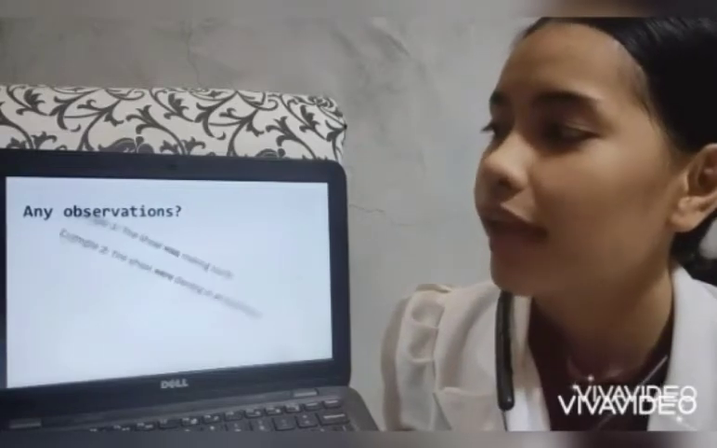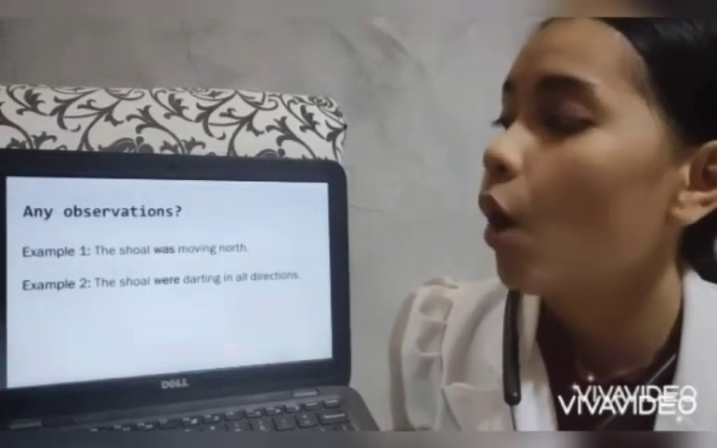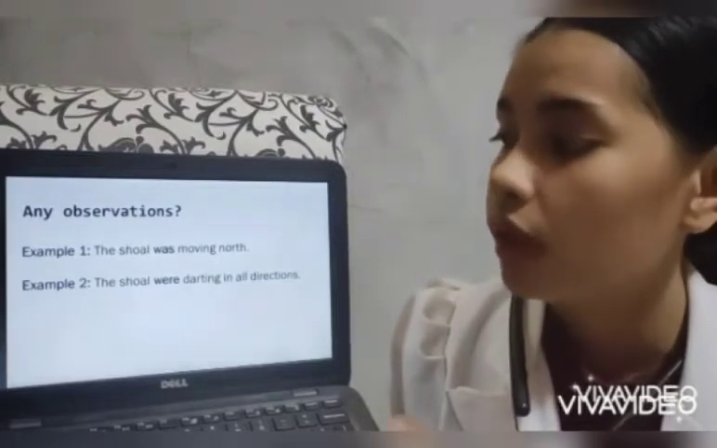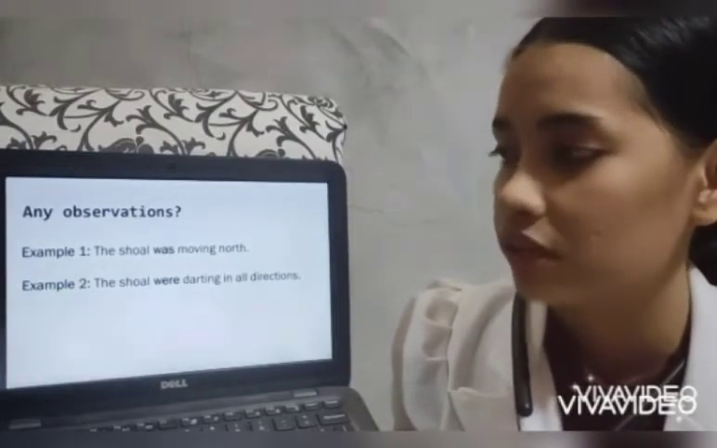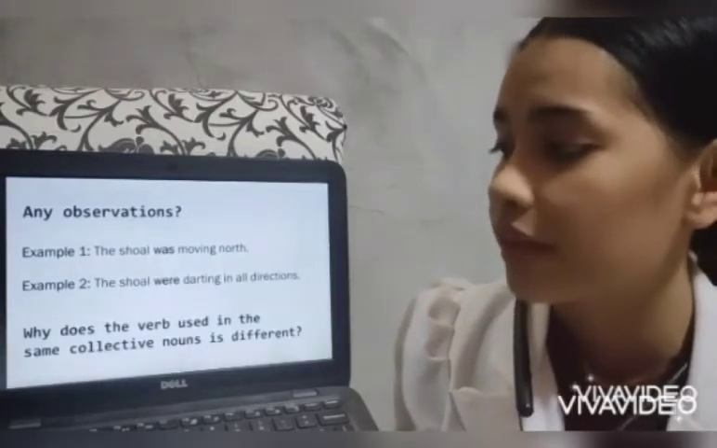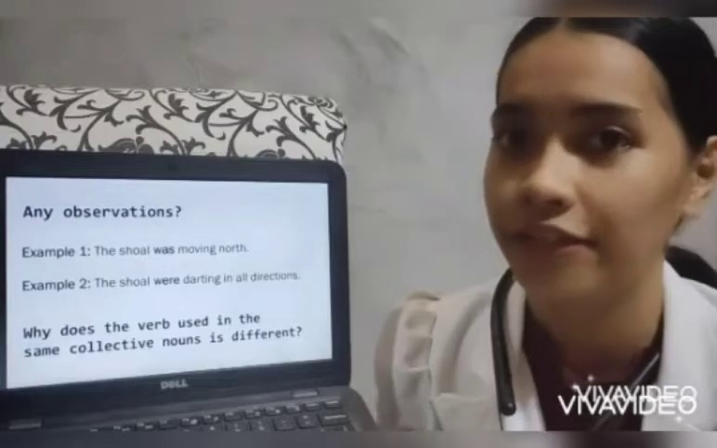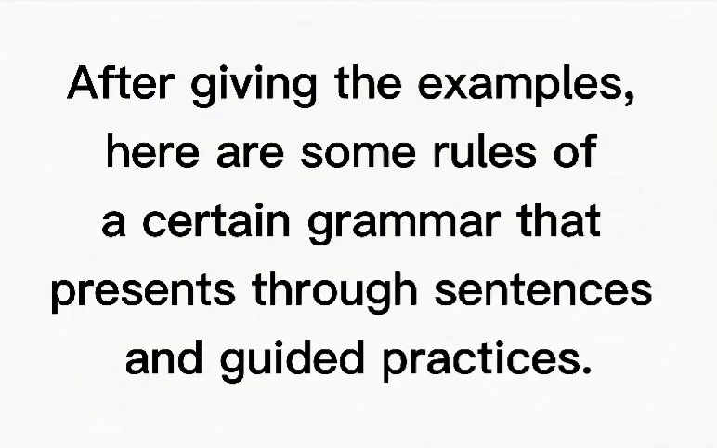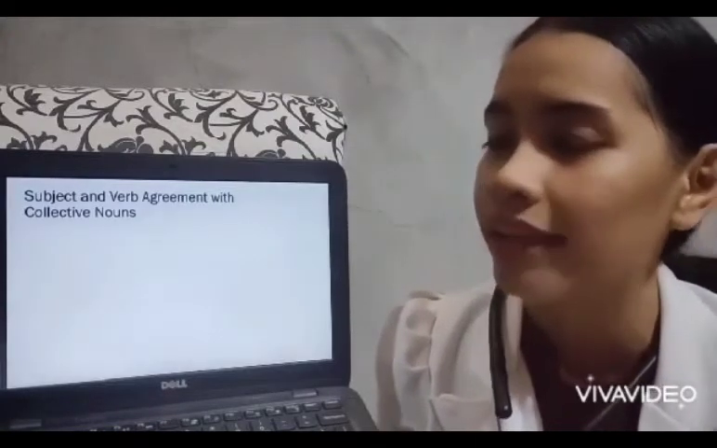Last observation, in example number 1, the shoal was moving north. In example number 2, the shoal were darting in all directions. Why is the verb used with the same collective noun still different? After giving the examples, here are some rules of a certain grammar that present true sentences and guided practices. The subject and verb agreement with collective nouns.